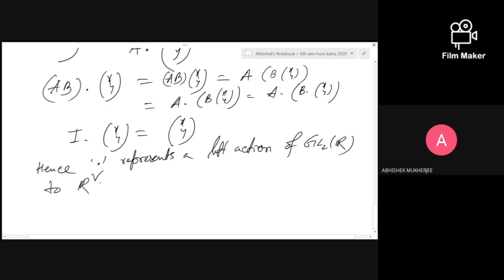In a similar way, you can consider the group of all 2 cross 2 orthogonal matrices with real entries.